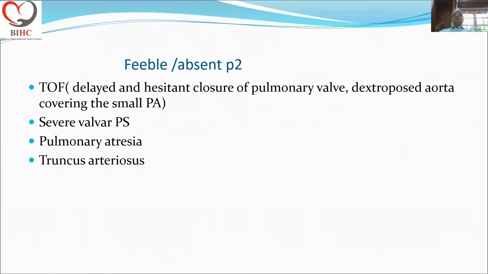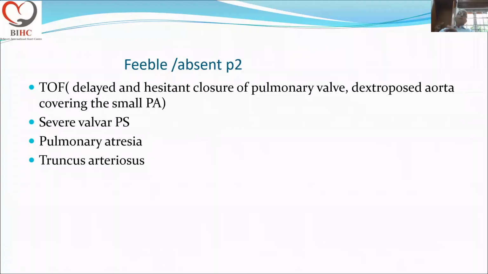In addition, remember in tetralogy, the pulmonary valve is small, the aorta is dextroposed and is sort of covering the pulmonary artery and the valve. This prevents the transmission of whatever dull S2 is produced to the auscultating stethoscope. So the delayed and hesitant closure of the pulmonary valve and the dextroposed aorta covering the pulmonary root are the reasons why the second sound is feeble or absent in tetralogy fellow.